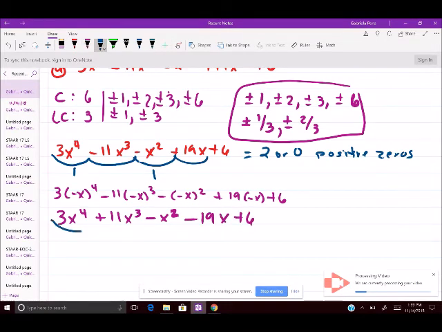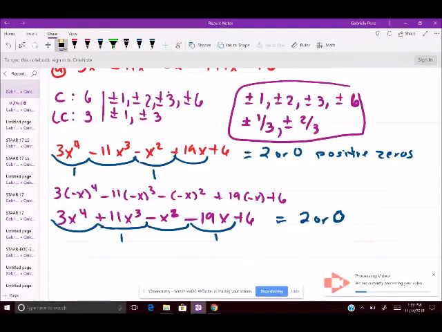So then change, yes, change, yes. So there's going to be 2 or 0. Oh, gosh. Oh, yes, negative zeros. Thank you.